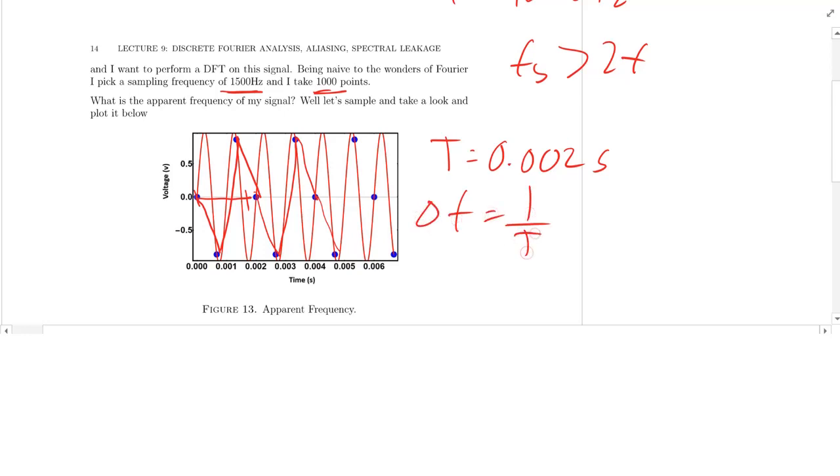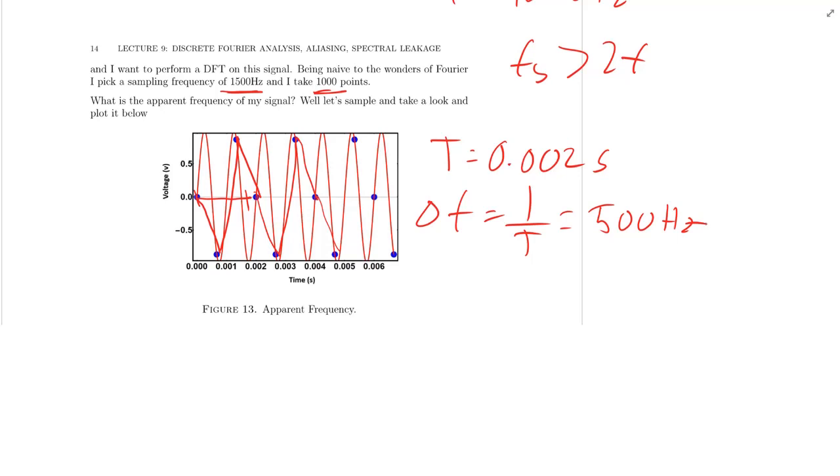So if I flip that, the delta f is going to be 1 over my period. What is that going to be? It's not going to be 1,000 hertz. So again, we're measuring a signal that is not the same as our original signal. That is the key finding of an apparent frequency that is not the same as the true frequency. If you plug that in, it's going to be 500 hertz. So again, we've aliased our signal. We're measuring a frequency that's not there, that's not representative of the true signal frequency.